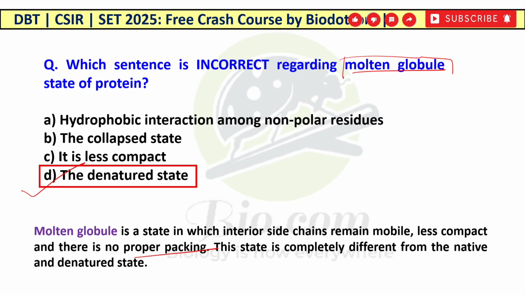So molten globule has hydrophobic interaction among the nonpolar residues. They are known as the collapsed state. It is less compact, but you cannot say that it is the denatured state. So the right answer for this question is denatured state.